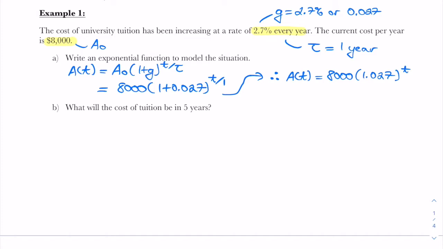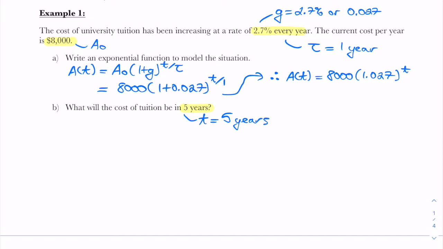Let's put it to use. What will be the cost of tuition in 5 years? So the 5 years here, this represents t. In other words, how much time has passed? A common area of confusion is for students to mix up the two different times. Little t represents the amount of time that you would like to know how much of a quantity you have. In this case, we want to know the cost of tuition in 5 years.